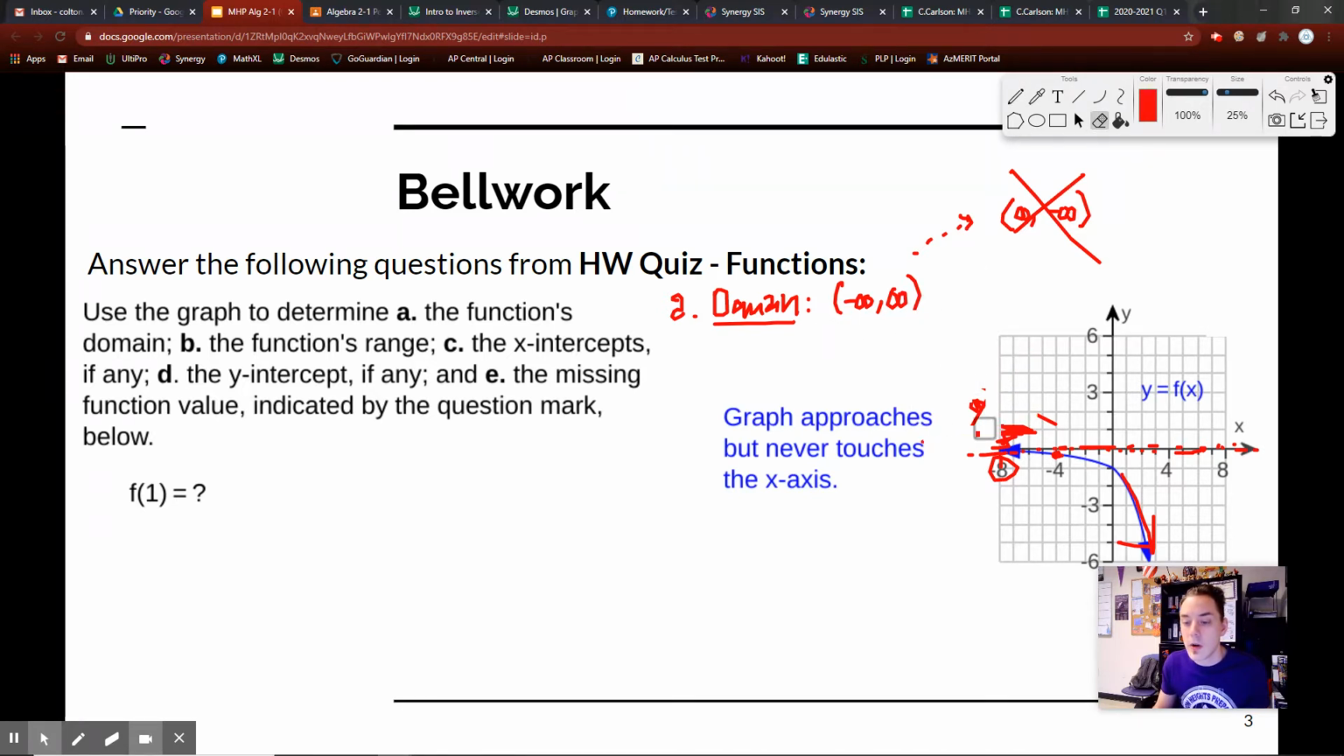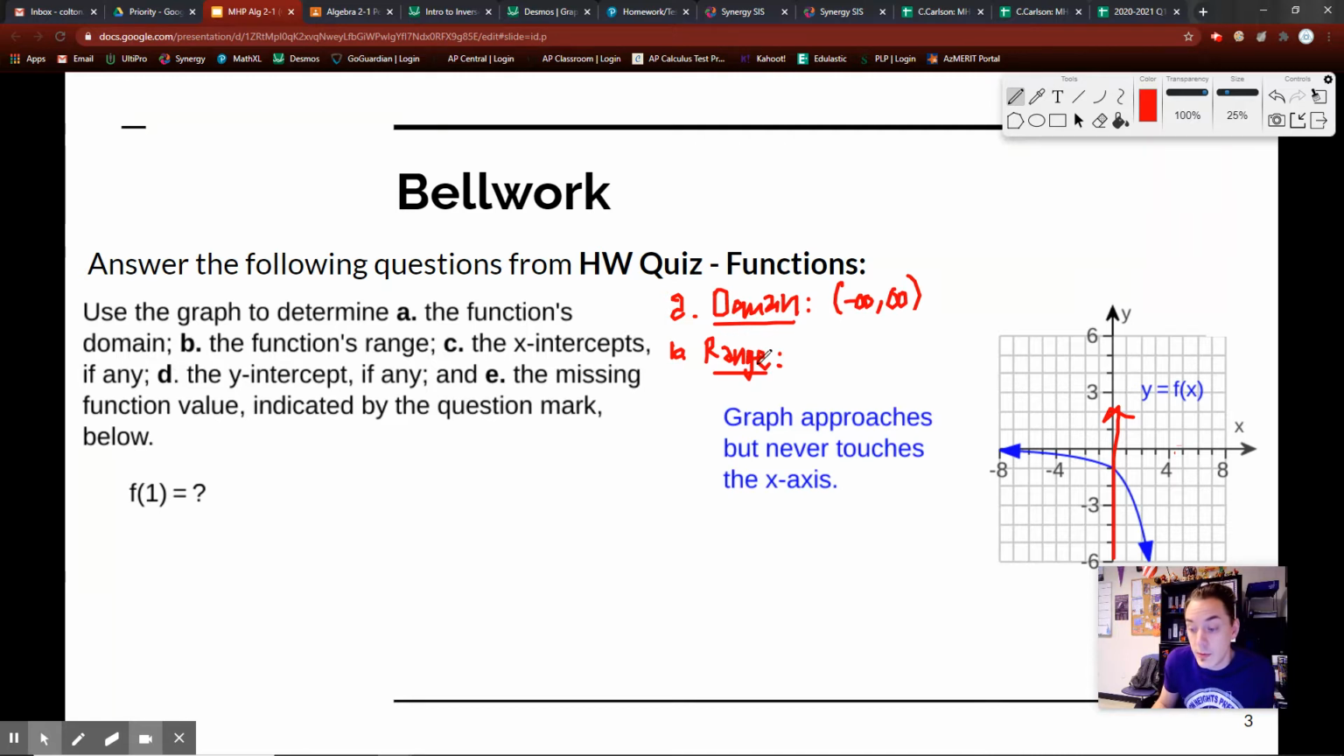Now, what is my range? I think that's what it's asking next. My range is something very similar. Instead of reading it left to right, what we're going to be doing is reading it bottom to top, or what I say, bottoms up. So bottoms up, starting with the negatives and going up. Where does this graph actually exist on the y-axis? Well, it exists literally everywhere. It goes everywhere, except right here.